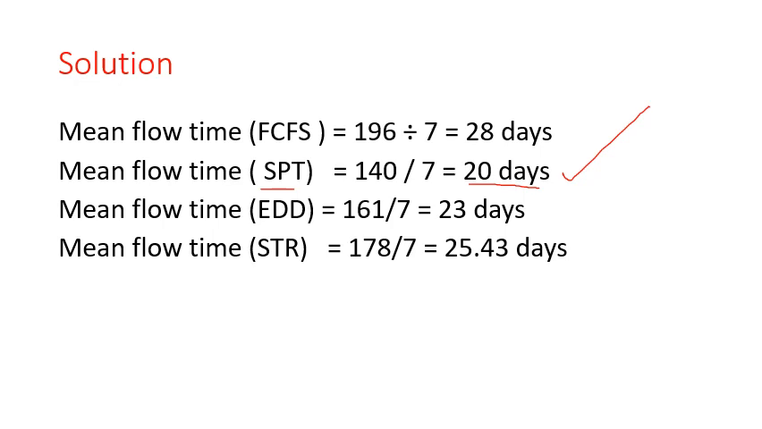So the SPT rule gives the best results in terms of the mean flow time. So you can select SPT. If it is asked which is the best, you can say the mean flow time using the SPT rule is the minimum, so the SPT rule is the most preferred one. So in this particular problem, you have found out the sequence using the given priority rules. You have found out the flow times and the average flow times, and also seen how these flow times will influence you to take a decision on which particular priority rule to be selected.